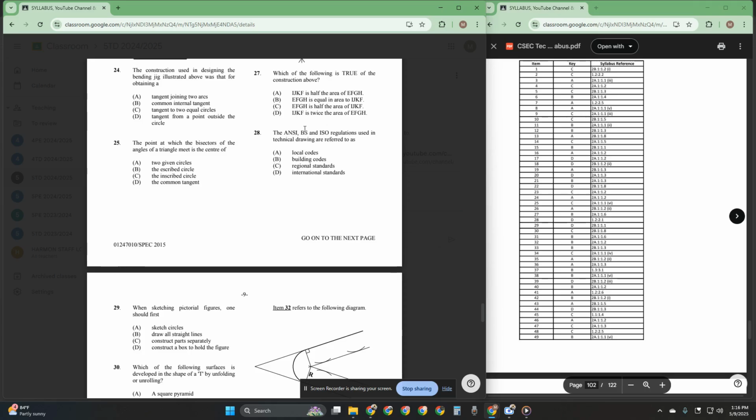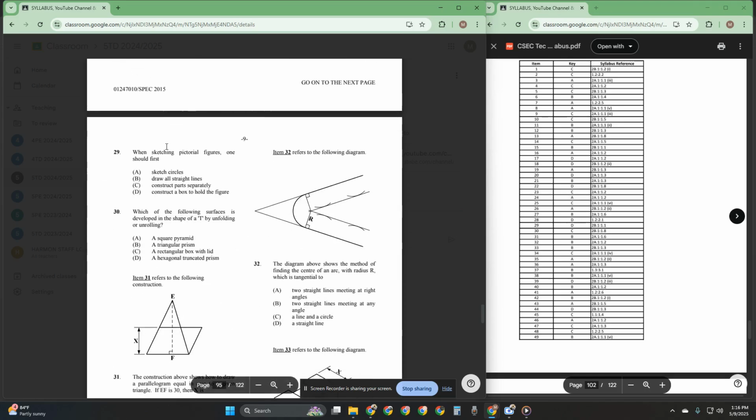28. The ANSI, BS, and ISO regulations used in technical drawing are referred to as local codes, building codes, regional standards, or international standards. The answer is D, international standards.